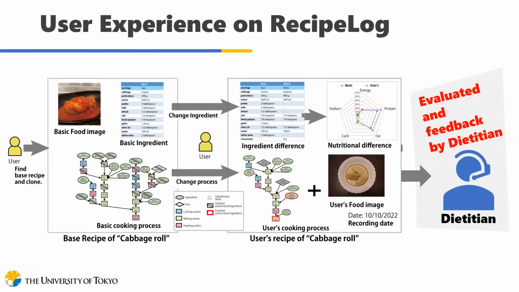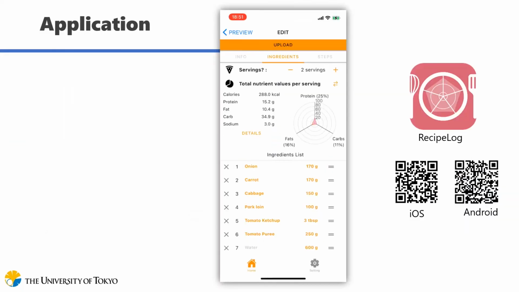Here is the user experience throughout with RecipeLog. The user selects a basic recipe that is closest to the recipe they want to make, copies it, and edits it to create their own recipe. RecipeLog users are expected to be supported by a dietitian, and the information entered is sent to the dietitian. The dietitian will correct any inaccuracies, evaluate the nutritional value of the user's intake, and provide feedback to the user. This is how RecipeLog works.